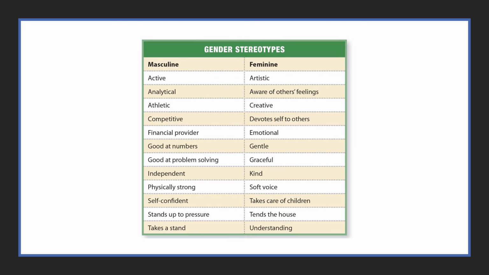Here are some examples of gender stereotypes, and these were stereotypes that were recently reported by college students. They thought of typical masculine stereotypes as involving athleticism, competitiveness, being a financial provider, good at problem solving, independent, physically strong, self-confident, standing up to pressure, and taking a stand. And that feminine stereotypes involved creativity, being emotional, being gentle and graceful and kind, tending to the house, and being understanding. So how do you feel about these stereotypes?